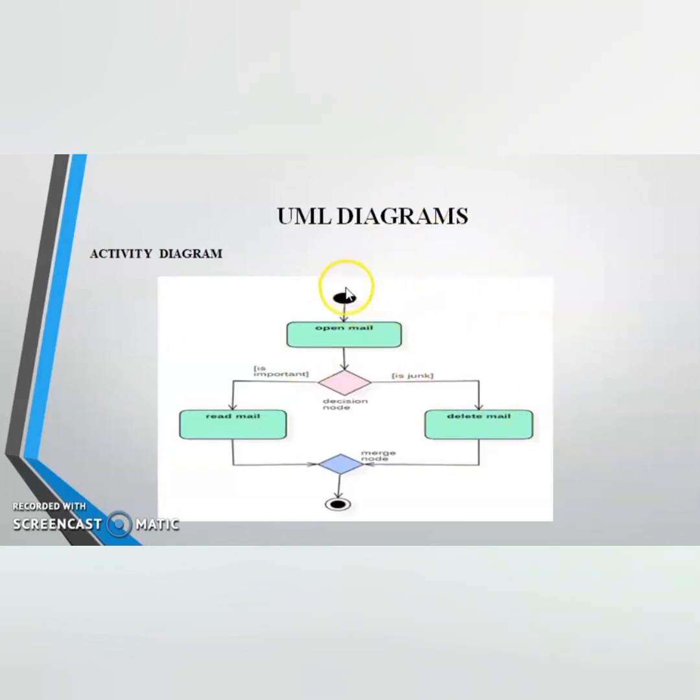This is the activity diagram for mail. This is the start state. First we open the mail. After opening the mail, we take a decision whether to read or delete. This decision node is represented by a diamond box. If it is important, we read the mail. If it is not important, we delete the mail. Both are done in the mails, so it is merged and it ends. It is ended by a double circle. It is a final state.